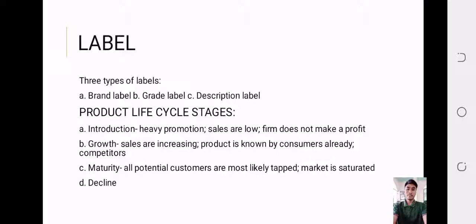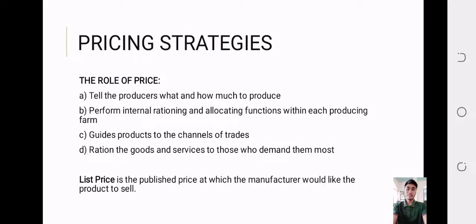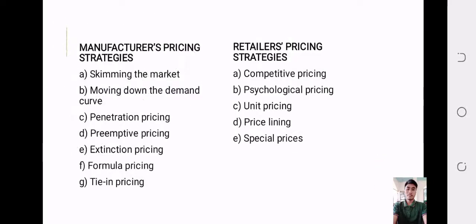So, product life cycle stages: introduction, growth, maturity, and decline. Pricing strategy, the role of price: it tells the producer what and how much to produce, performs the rationing and allocating function within each producing firm, guides products to the channels of trade, and rations goods and services to those who demand them most. List price is the published price at which the manufacturer would like to sell. These are the manufacturer pricing strategies: skimming the market, moving down the demand curve, penetration pricing, preemptive pricing, extinction pricing, formula pricing, and tie-in pricing. Retailer pricing strategies: competitive pricing, psychological pricing, unit pricing, price lining, and special pricing.